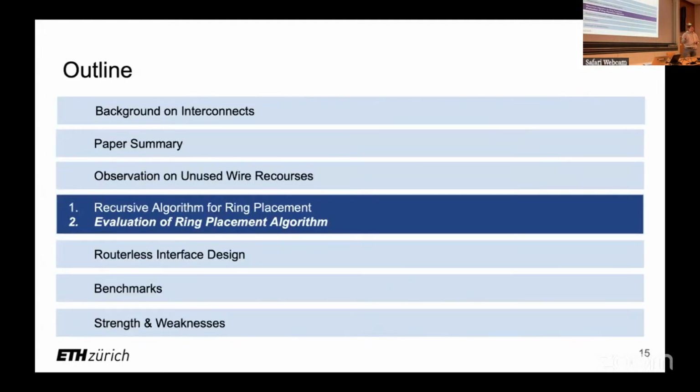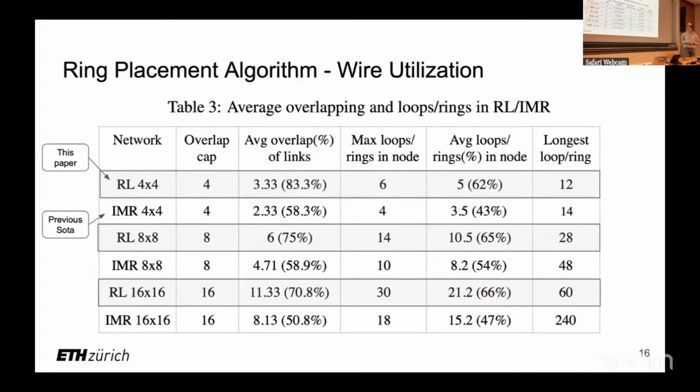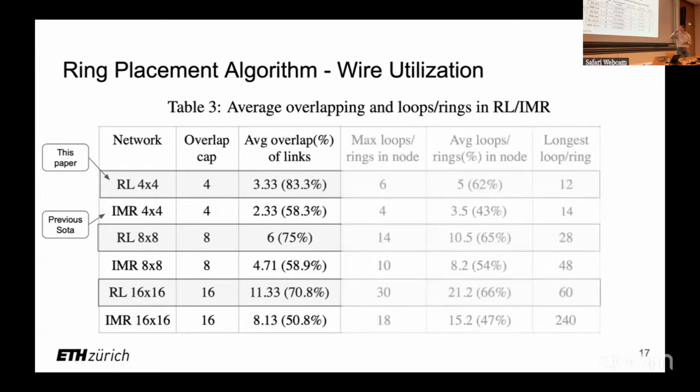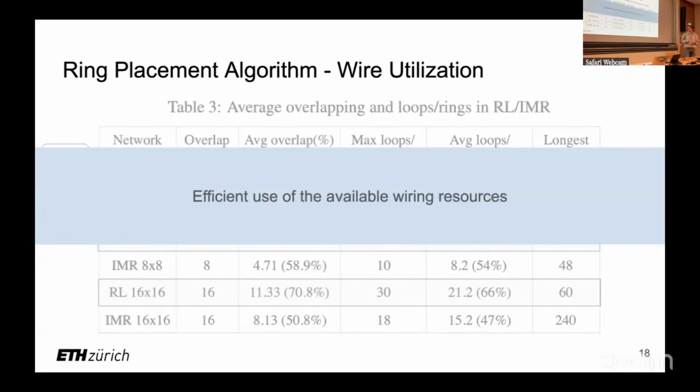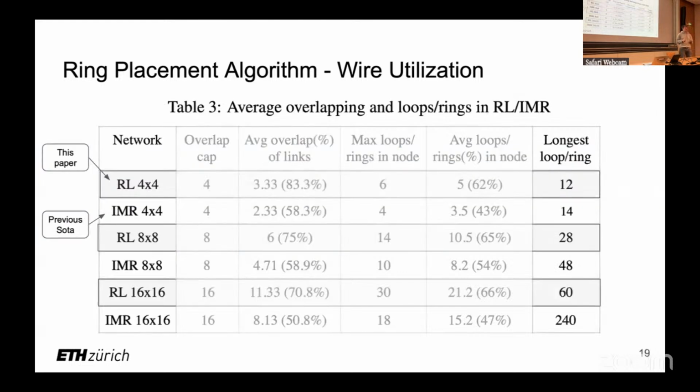All right, so how does this algorithm actually compare to, let's say, the previous evolutionary algorithm that was used? Here you can see a table of a few statistics. And first, I want you to focus on the first 2 columns. We'll see the overlapping cap, and basically what they argue is we want to get as close to the overlapping cap as we can to effectively use our wiring resources. And what you'll see here is that RL, the proposed algorithm, is a lot better and uses more of the wiring resources we have than IMR, the previous evolutionary algorithm. And so it makes use of the wiring resources effectively.